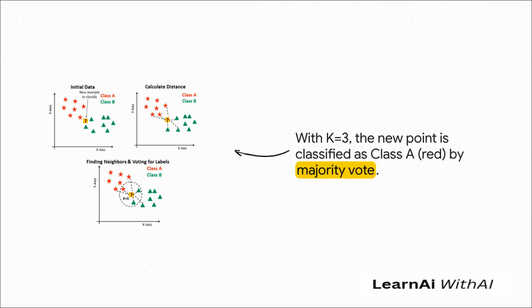And this visual lays it all out perfectly. We start with our data, the red stars and the green triangles. Then our new guy, the yellow square, shows up. The algorithm does its thing, measures the distances, and assuming we set k to 3, it finds its 3 closest neighbors. And what are they? Well, it's 2 red stars and just 1 green triangle. So the red stars outnumber the green triangles, they win the vote. And just like that, our new point is classified as Class A.